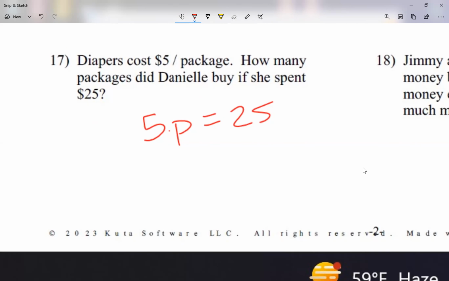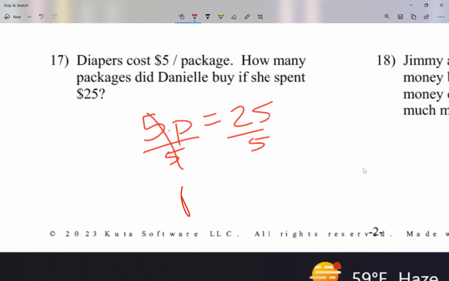The opposite of times is divide. So let me divide both sides by 5. So 25 divided by 5 is 5. So Danielle bought 5 packages.